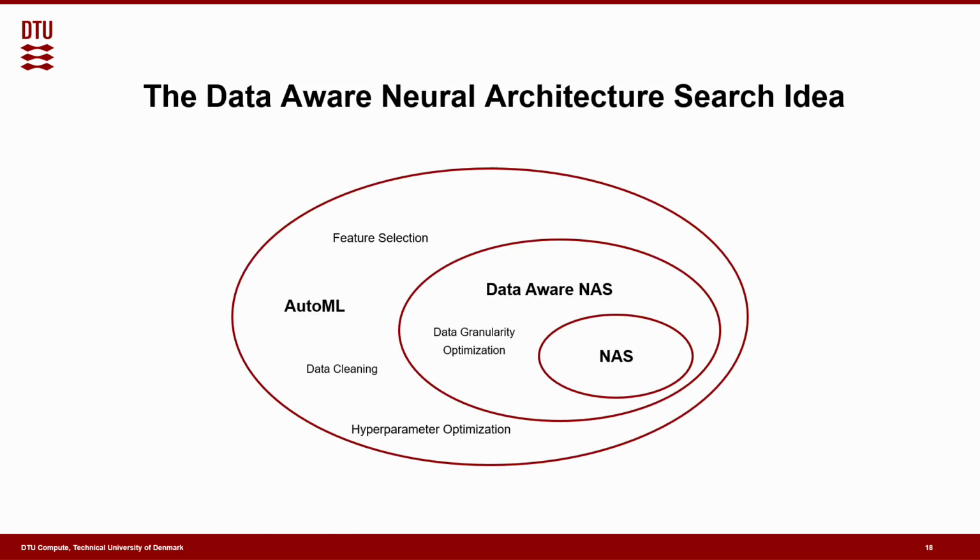So it's kind of an expanded neural architecture search. You could also say an expanded hardware-aware neural architecture search, where along with trying to construct a neural architecture, we also try to optimize the data granularity of the input that we plug into this model. And it, of course, sits in this larger area of AutoML.